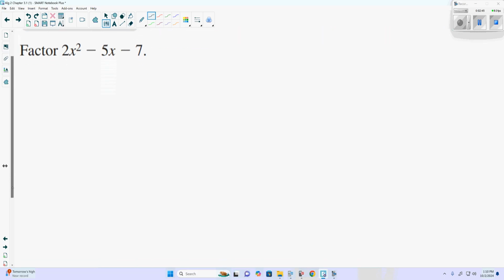I believe this is where we left off yesterday. 2x squared minus 5x minus 7. So again, the first thing we're looking for is a greatest common factor. And what's the greatest common factor between these three terms? There is not one. There's not a number besides 1 that goes into all three, and 1 doesn't really help. So that moves on to step 2, our two sets of parentheses with three spaces.